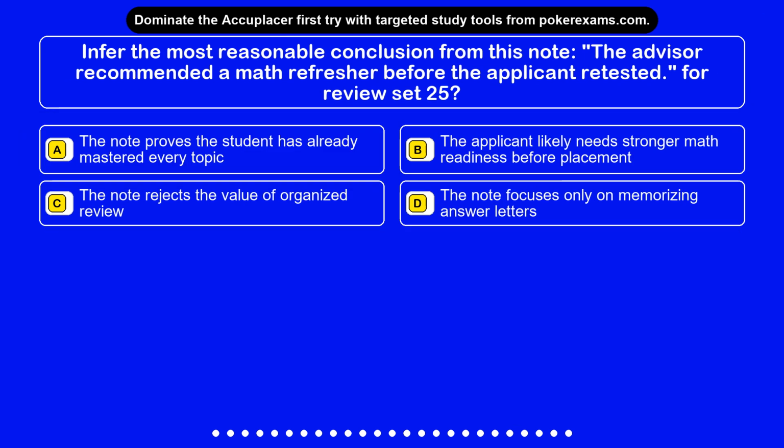Question 14. Infer the most reasonable conclusion from this note. The advisor recommended a math refresher before the applicant retested. For review set 25. Option A. The note proves the student has already mastered every topic. Option B. The applicant likely needs stronger math readiness before placement. Option C. The note rejects the value of organized review. Option D. The note focuses only on memorizing answer letters.